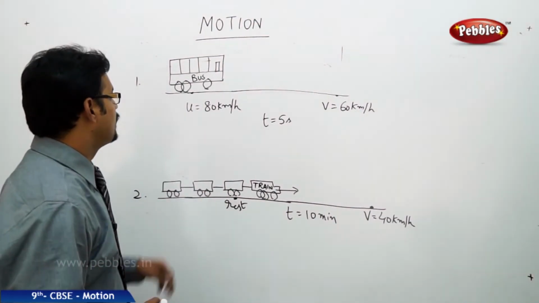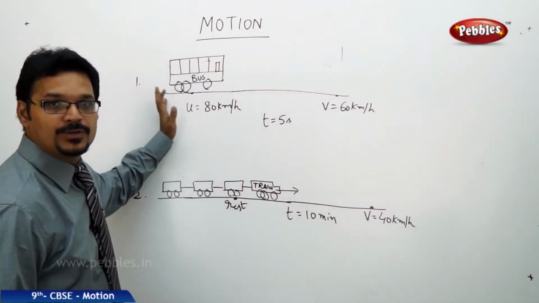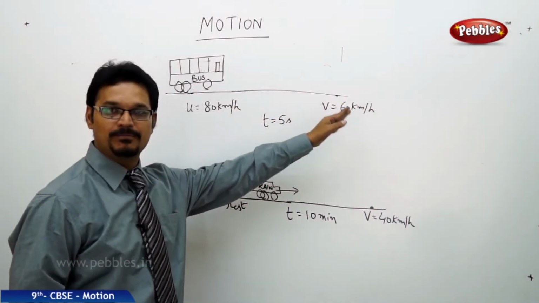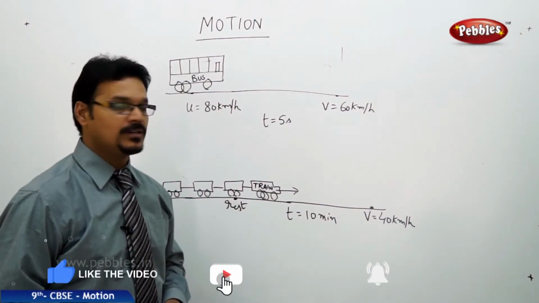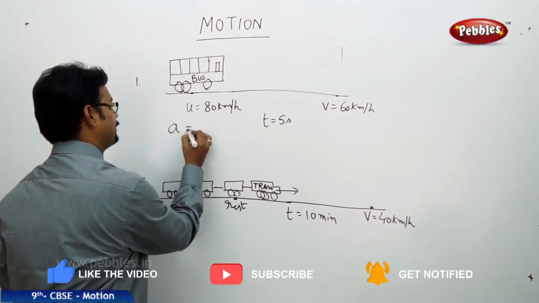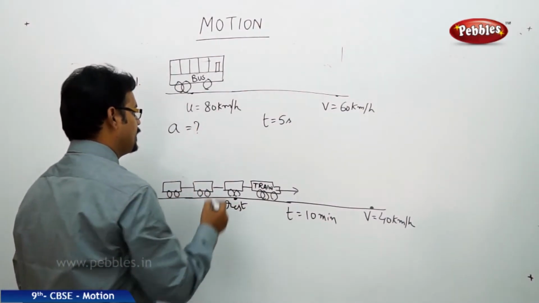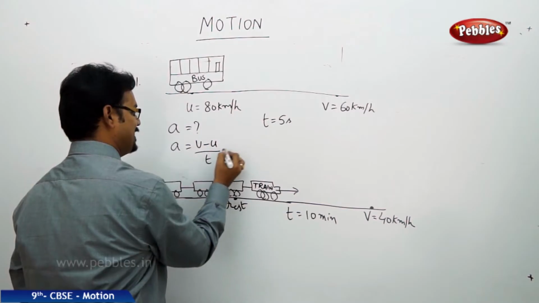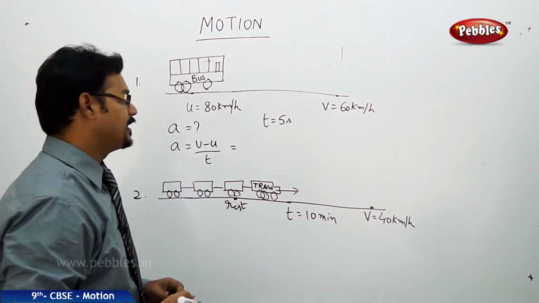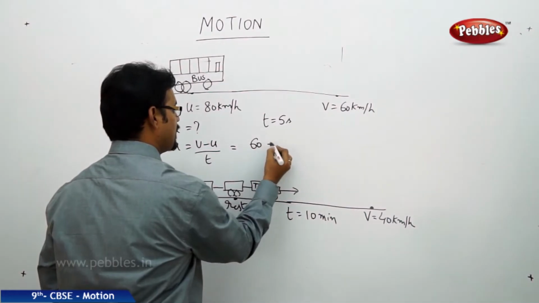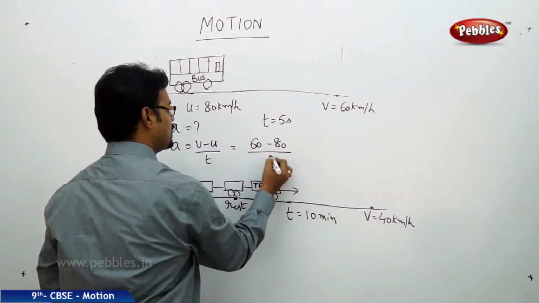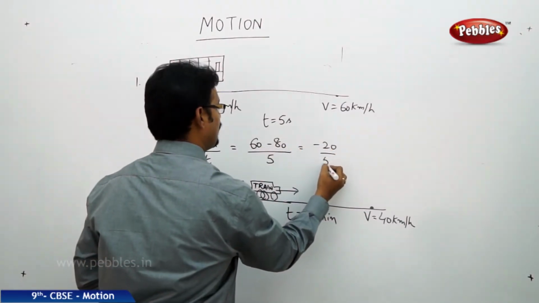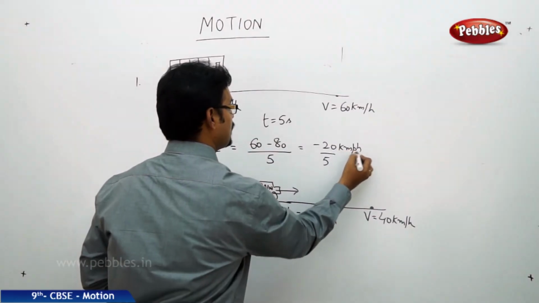There is a bus. This bus started its motion with velocity 80 km/h and its velocity becomes 60 km/h after 5 seconds. Then what is its acceleration? This is the question. Now, as you know, acceleration a is (v minus u) by t, final minus initial divided by time taken. The final is 60 km/h, initial is 80 km/h, divided by time. If you see here, 60 minus 80 is minus 20, by 5, but remember this is 20 km/h by 5 seconds.